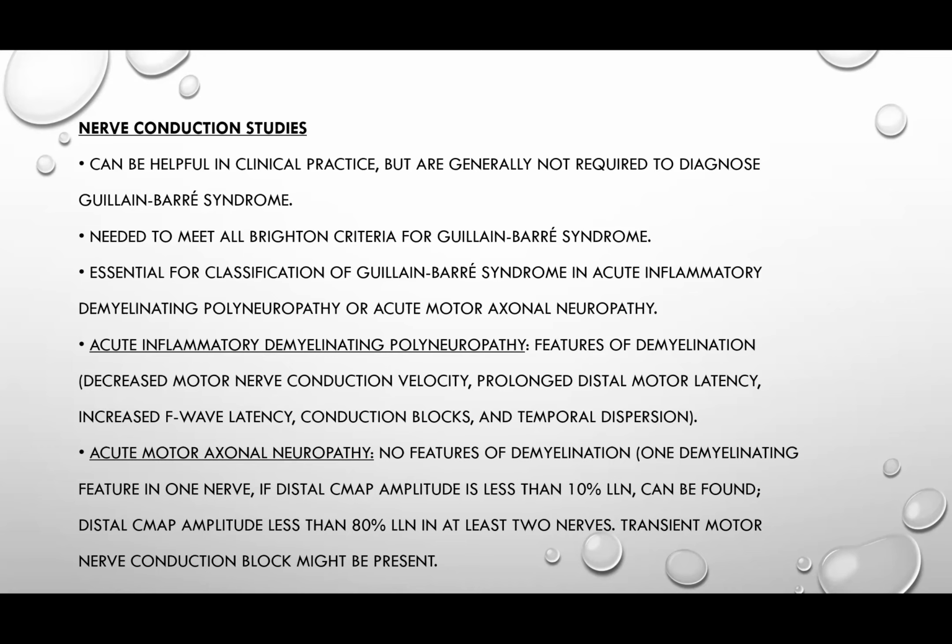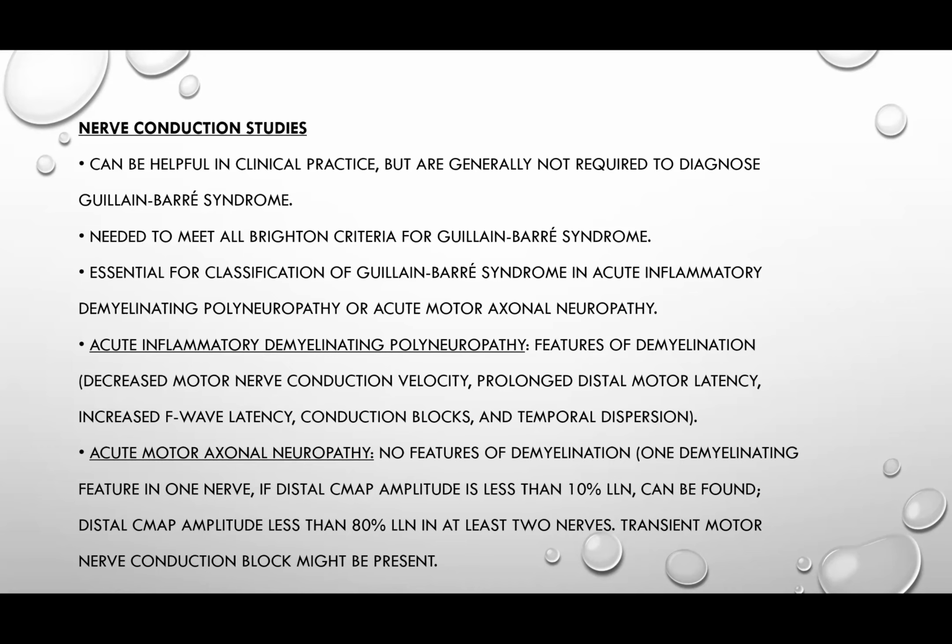And one demyelinating feature in one nerve, if the distal CMAP amplitude is less than 10% of the lower limit of normal, can be found. Distal CMAP amplitude less than 80% in at least 2 nerves. Transient motor nerve conduction studies might be present. Okay, I have another slide which will tell you what is AIDP, what are AMAN, and what is AMSAN.